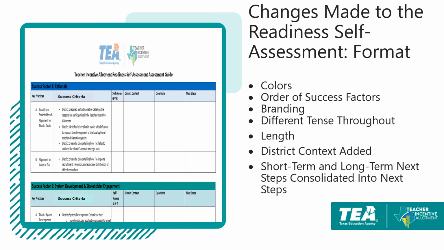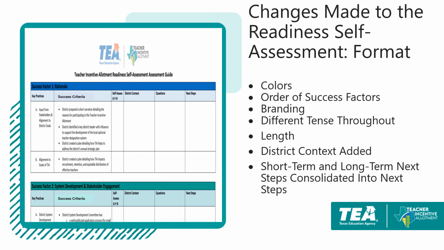The changes that were made to the readiness self-assessment came in two formats. One was by format, which is the structure of the readiness self-assessment guide, and the other was by the content of the readiness self-assessment guide. Similar to the readiness checklist, the readiness self-assessment guide had a significant branding change, in part because of our wonderful new addition to our team who handles communication and our branding and ensures that we're aligned across our team and also across the agency.